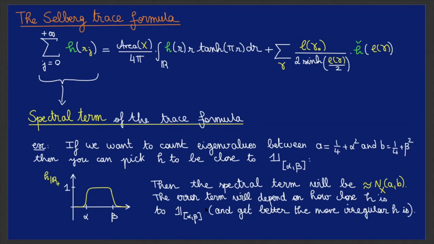However, the error term, the difference between this and the counting function, is going to depend on how close h is to the indicator function. And it's going to get better and better if you take h to be more and more irregular. So you're going to want to push h as close as you can to the step function.